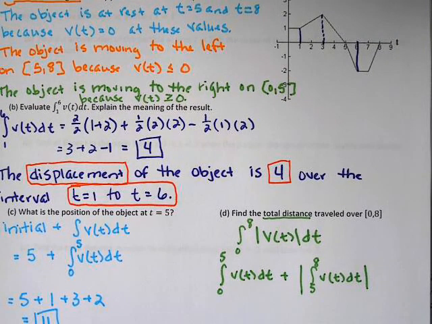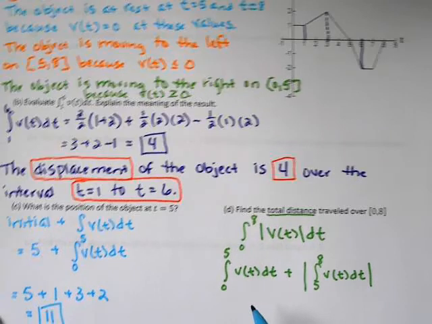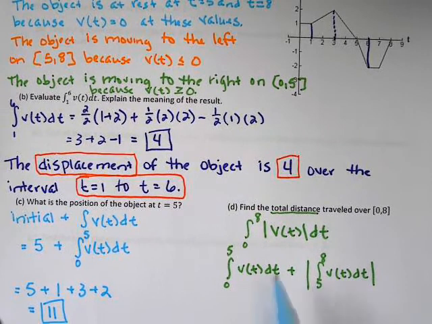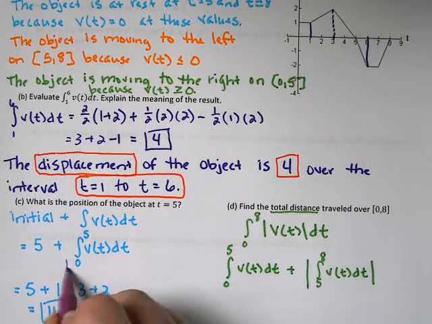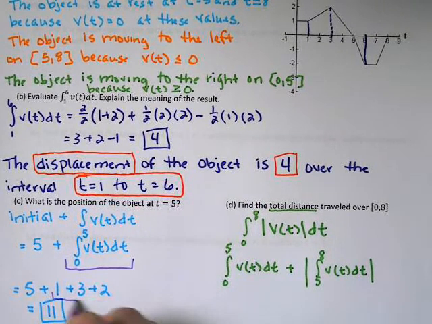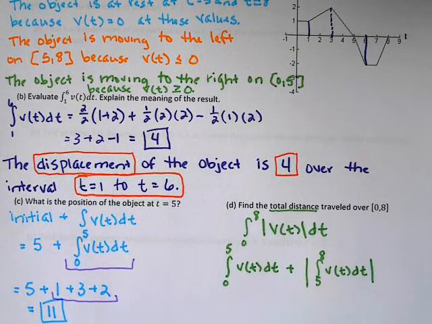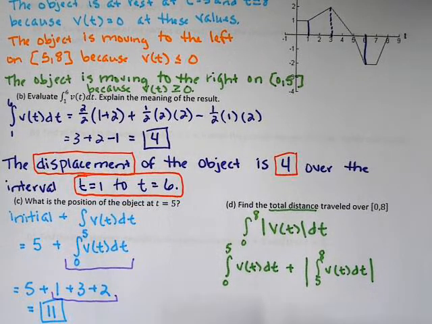Well, we just found the integral from 0 to 5 over here in this problem. The integral from 0 to 5 was everything except for this 5 here, which means the integral from 0 to 5 is actually 6.